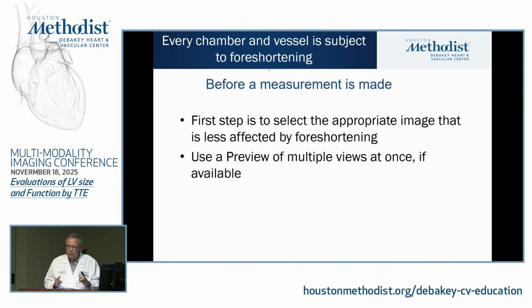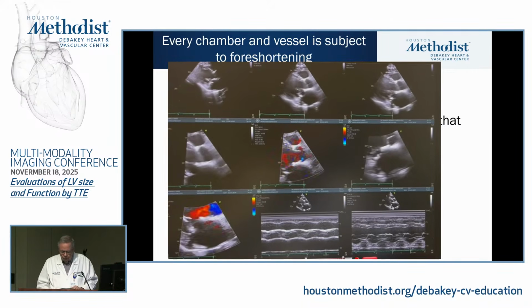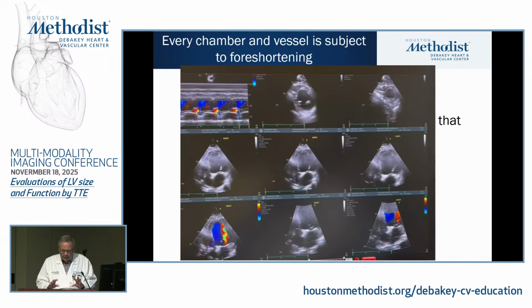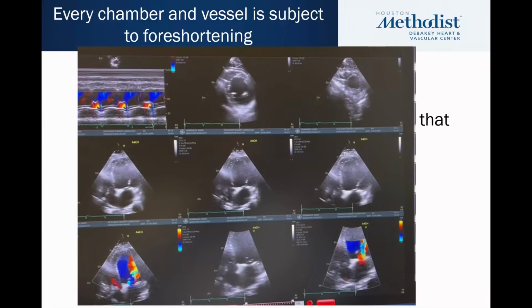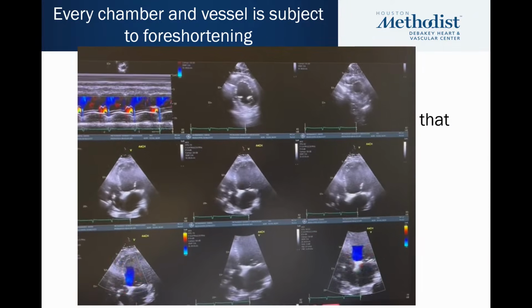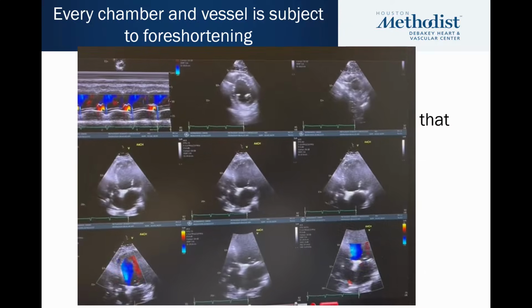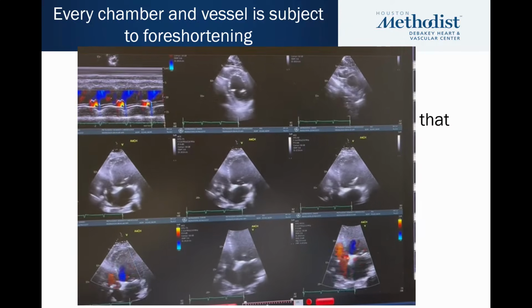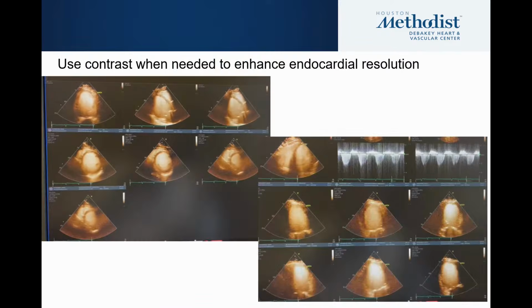Before you do any measurement, the first thing you do is you look at all the views. So it's very helpful to first look at a preview of all the views and get a sense, and then try to select those that to your eye appear to have the least foreshortening problem. Don't jump in and measure from the very first thing that you see, because that could be a foreshortened image.